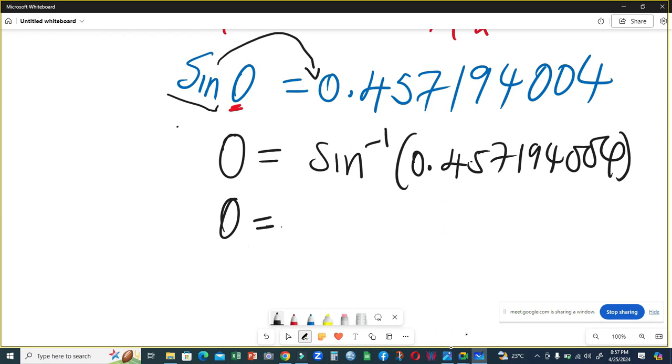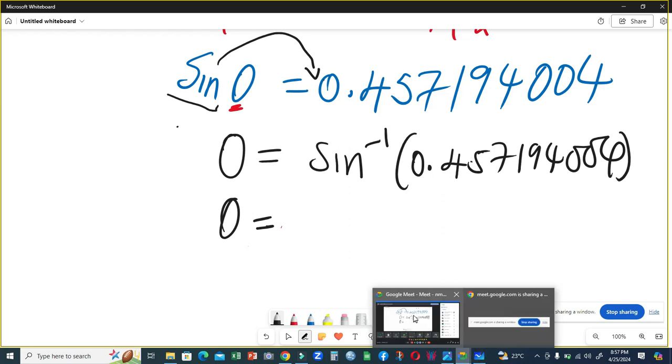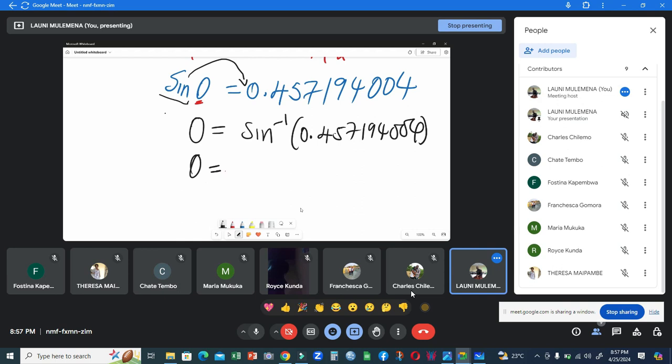Anyone to help me? Madam Faustina, are you able to identify how to place sine inverse? Are you able to place sine inverse? No, sir. Okay, all right. All right, thank you very much, Madam Faustina.